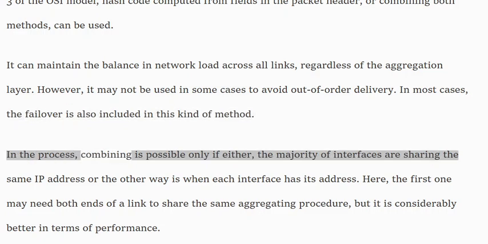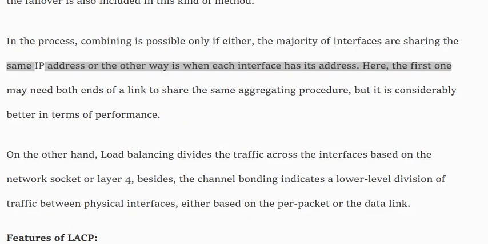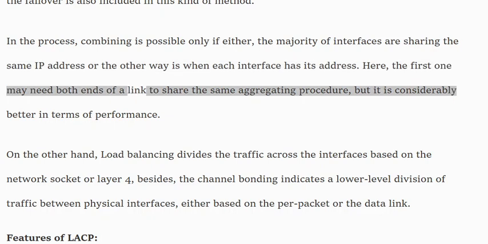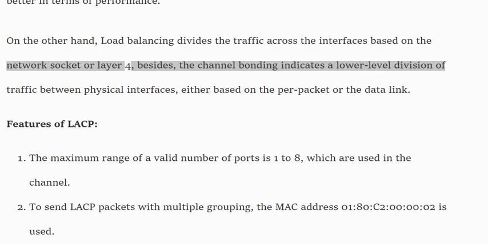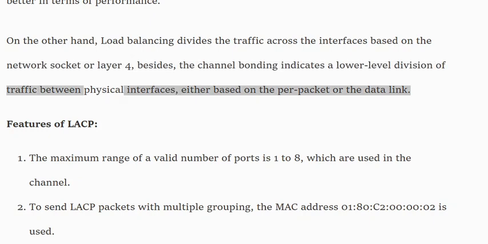In the process, combining is possible only if either the majority of interfaces are sharing the same IP address or the other way is when each interface has its own address. Here, the first one may need both ends of a link to share the same aggregating procedure, but it is considerably better in terms of performance. On the other hand, load balancing divides the traffic across the interfaces based on the network socket or layer 4. Besides, channel bonding indicates a lower-level division of traffic between physical interfaces, either based on the per packet or the data link. Features of LACP.